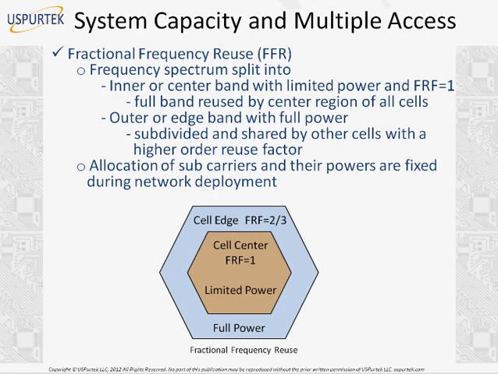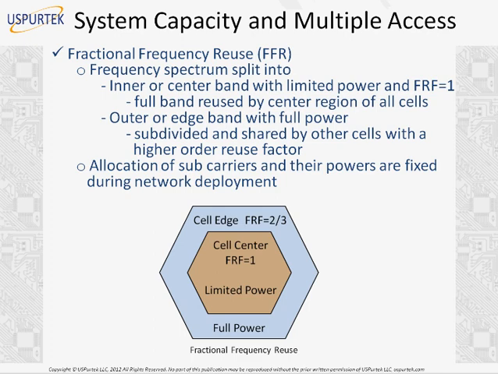Now, next slide here. Now let's see how we use fractional frequency reuse or FFR. Here, what we do is split the spectrum into 2 bands: an inner or center band which has limited power and FRF equal to 1. What that means is that for the cell center users, you have full frequency reuse. Full spectrum is available for cell center users. And then you have the outer or edge band which has full power. That means we boost the signal power for the users served in the cell edge region. But here we don't have FRF equal to 1. It's like 2/3. So the rest of the spectrum is shared with adjacent cells.